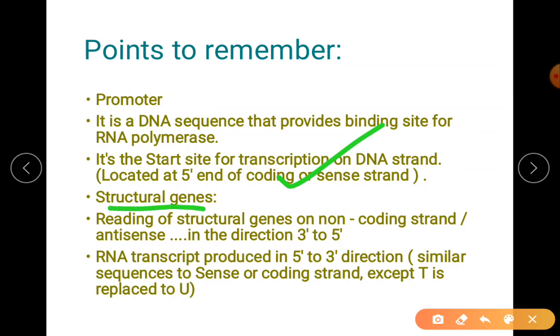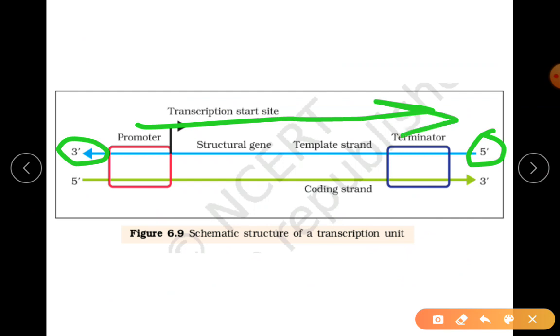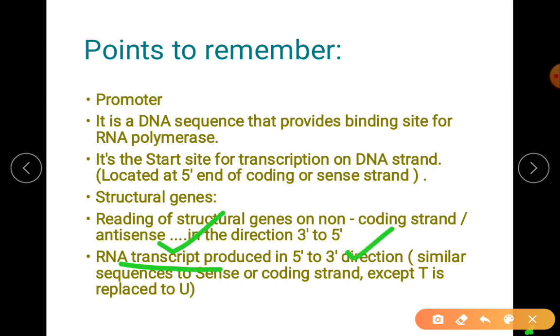Then you should know about the structural genes. So which is the part we are reading? We are reading the non-coding strand or the antisense strand in the direction 3' to 5'. This is the one, 3' to 5'. Direction of reading. This is the structural gene. So it is your non-coding. Opposite is coding here. Template strand is non-coding or your antisense strand. And you know very well, whatever transcript you get after reading, it is your 5' to 3' direction.